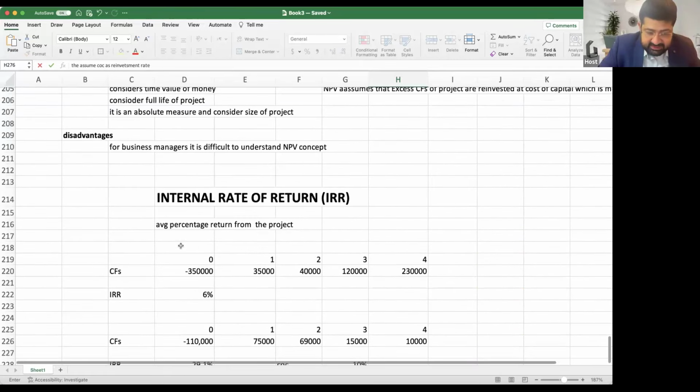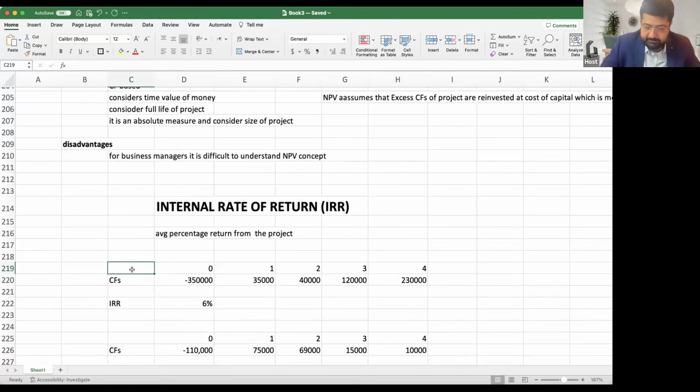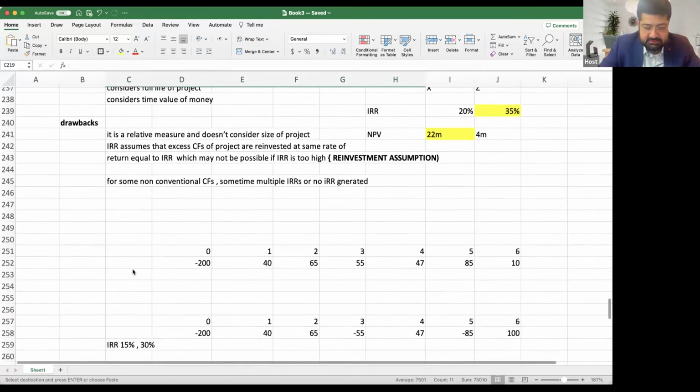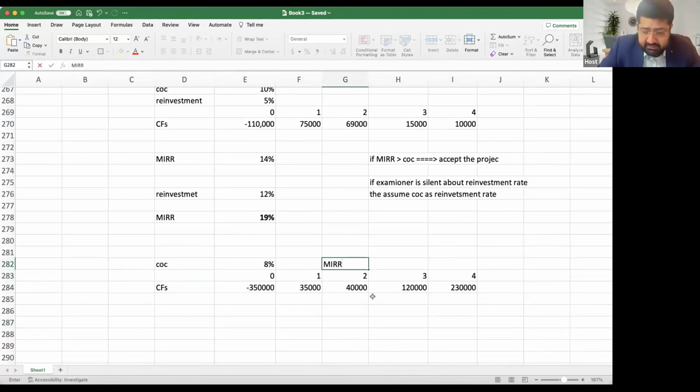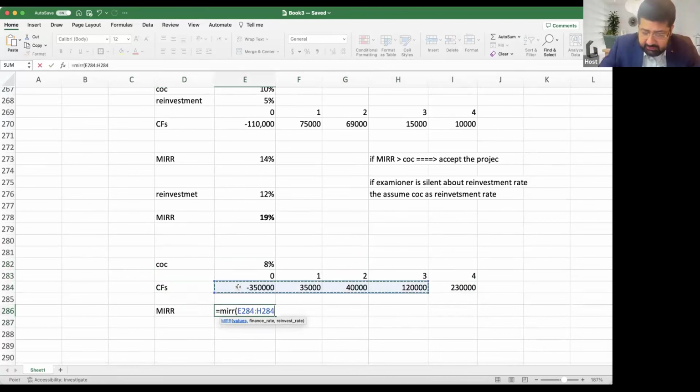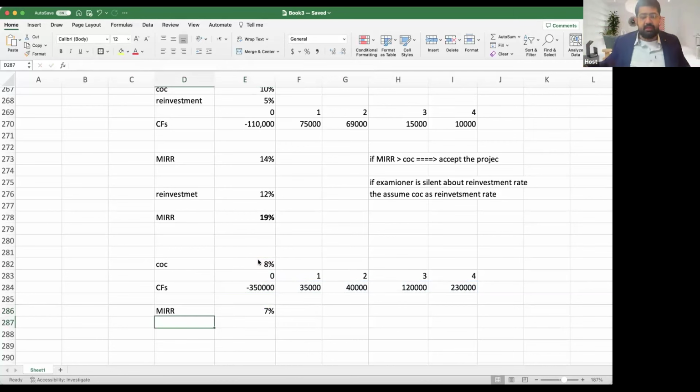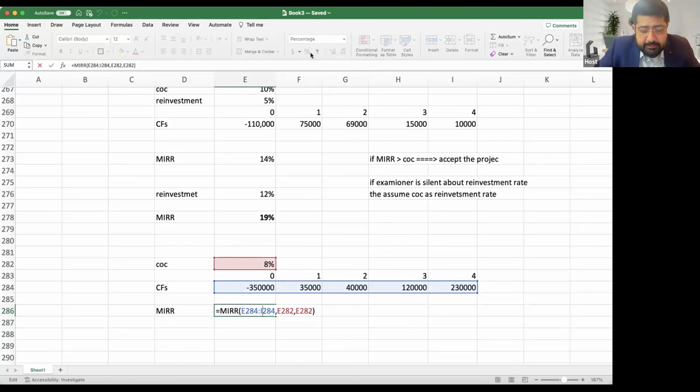For example, we can pick this question. They said the cost of capital is 8%. They didn't tell you the reinvestment rate and said calculate MIRR. So how to calculate? MIRR, select all cash flows, comma, this, comma, again this. Simple as that, 7%. Here you go.